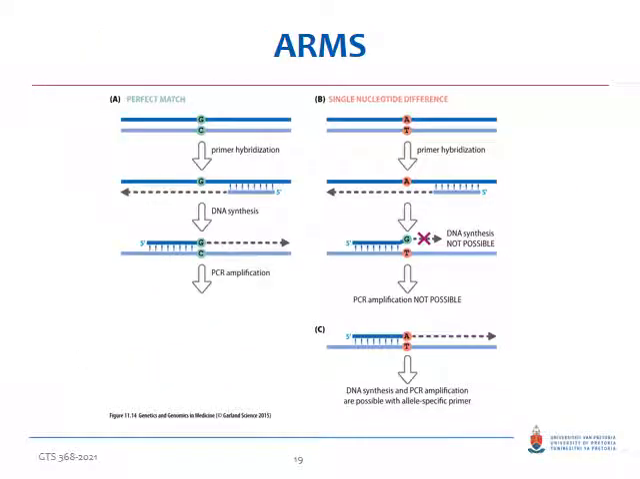Here is a description of ARMS, detecting a specific single nucleotide change. If the 3' end nucleotide of a PCR primer is not correctly base paired, PCR amplification will not be possible when using a DNA polymerase such as Taq polymerase that lacks proofreading activity. Normal and mutant alleles can now be discriminated. You can go through the method in the textbook.